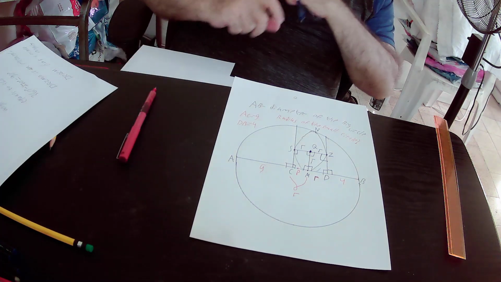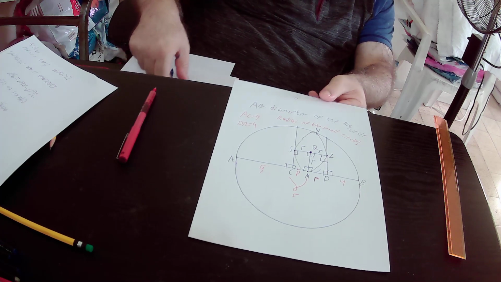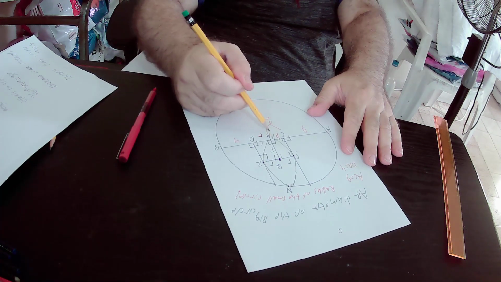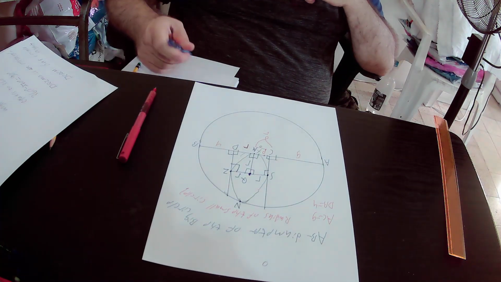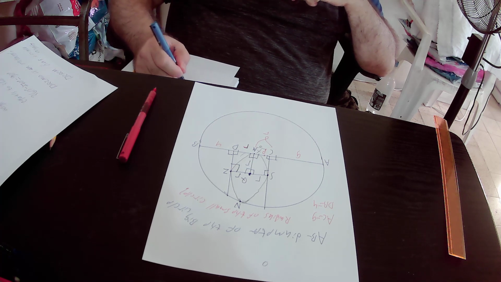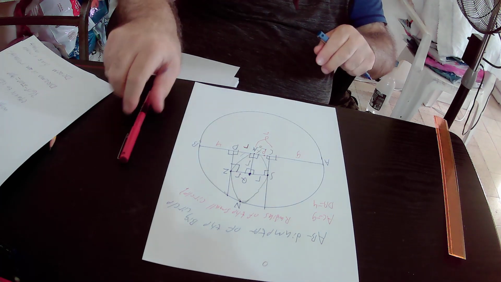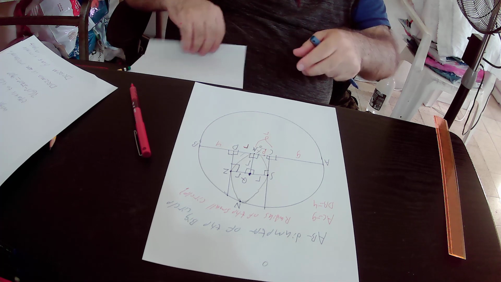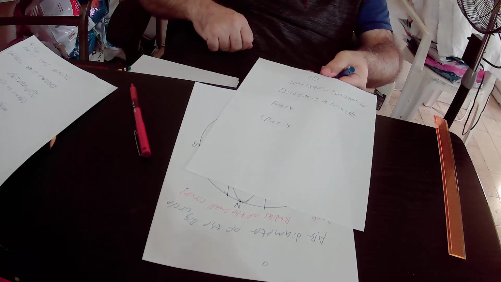And if we define PM as X, if PM equals X, then CP will be equal to R minus X. Okay, so CP equals the radius of the circle minus X. CP equals R minus X.